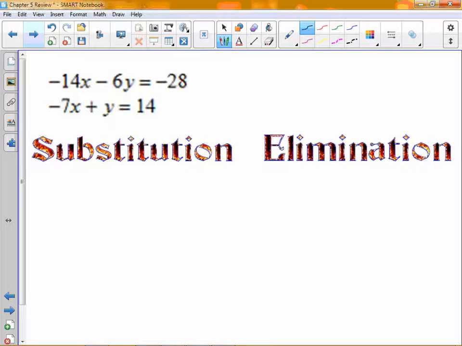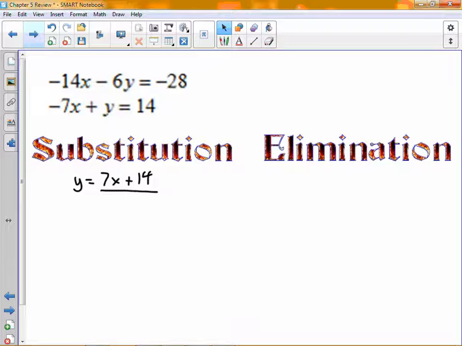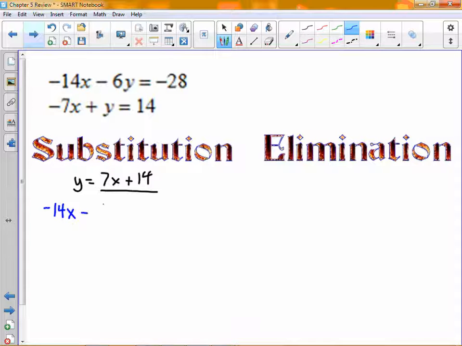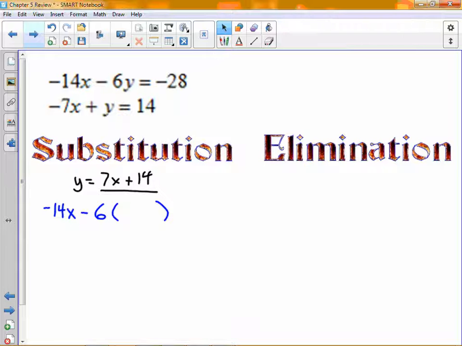If you're going to solve it by substitution, the first thing you have to do is take one of the equations and solve it for one of its variables. I chose to solve the second equation for y because it's the one that doesn't have a coefficient, so it'll be pretty much finished after you do that: y equals 7x plus 14. So now what you want to do is take the negative 14x minus 6y and replace that y with 7x plus 14.